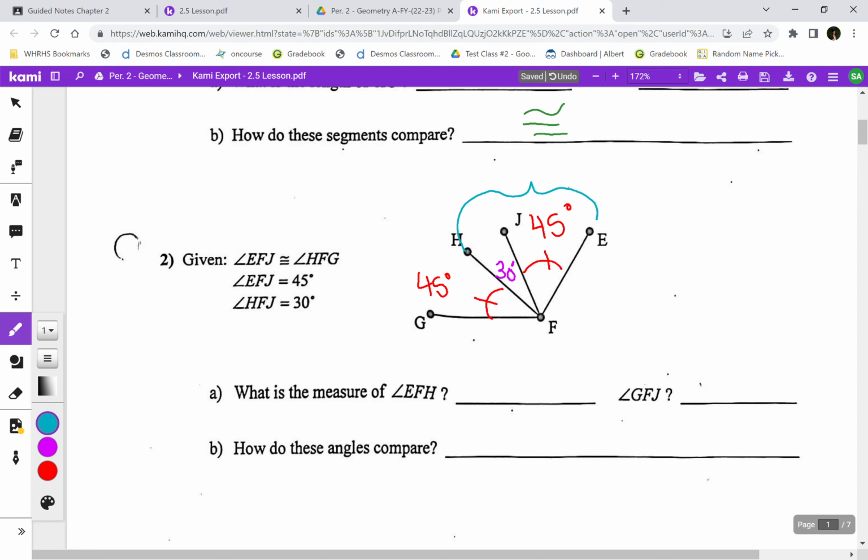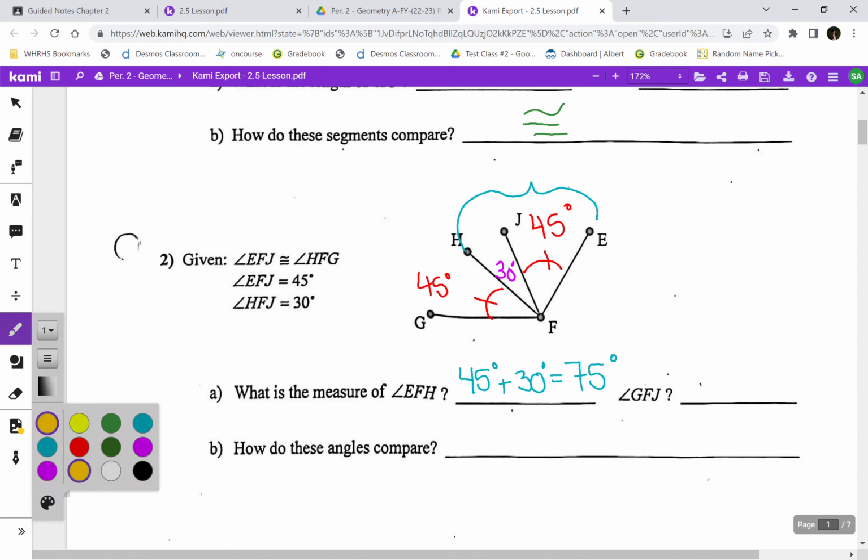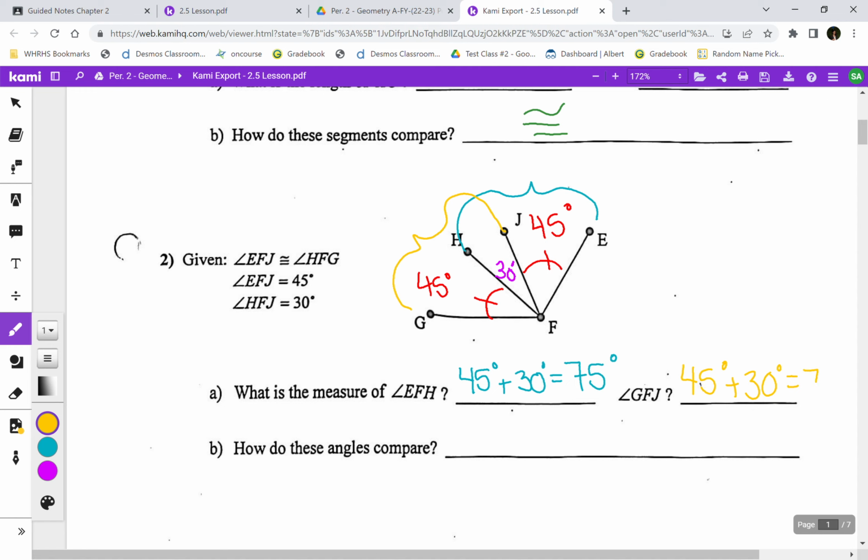Can someone tell me what are we adding to find the measure of that angle? Michael? 45 degrees. You got it. It's going to be 45 degrees plus 30 degrees, which is going to give us 75 degrees. Then we're asked to find the measure of angle GFJ, G to F to J, right over here. Can someone tell me what are we adding together to find the measure of angle GFJ? Amanda? Again, 45 plus 30 degrees, which is 75.